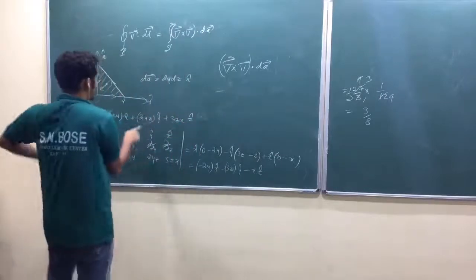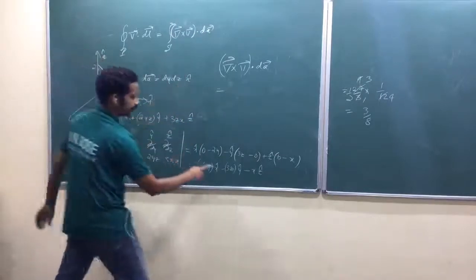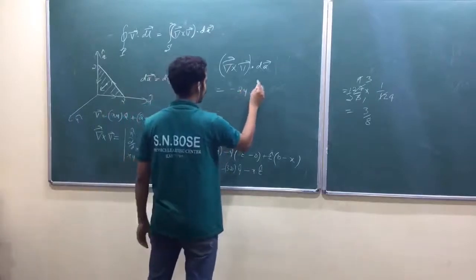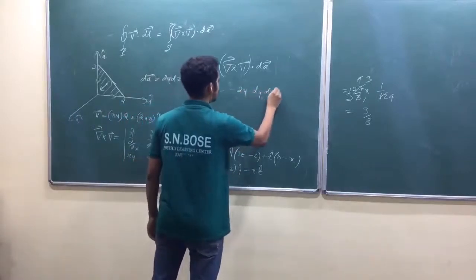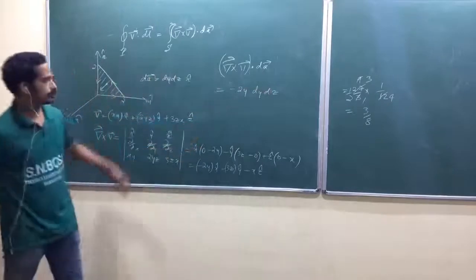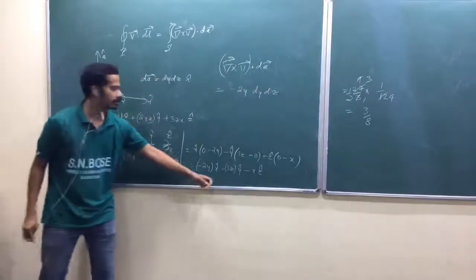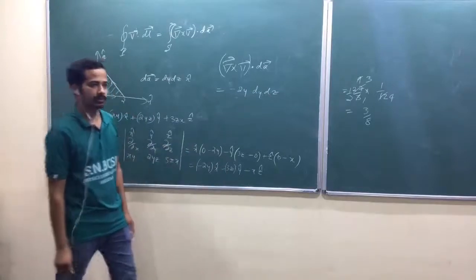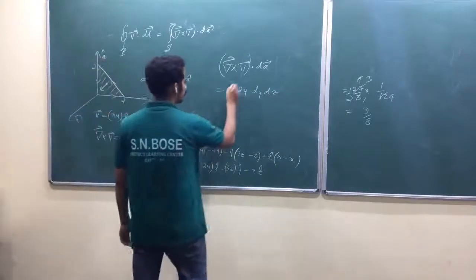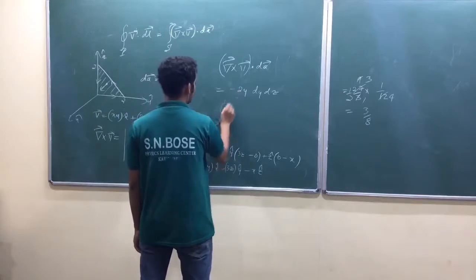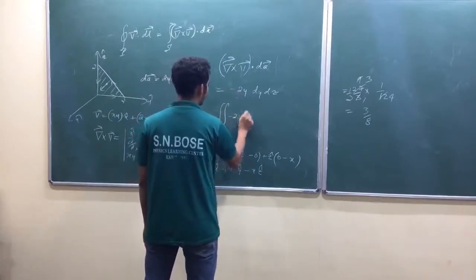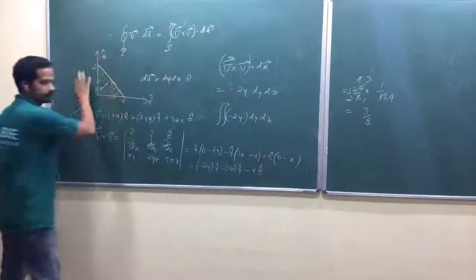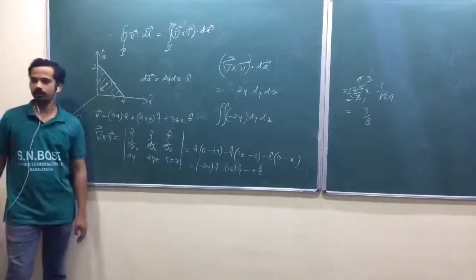Now, look here. Dot dA. dA vector is along x cap. So what is that? Minus 2y dy dz. Can I write it directly? Dot product of this vector and this vector: x cap dot x cap equals 1, x cap dot y cap equals 0, x cap dot z cap equals 0. So now you have to double integrate this, minus 2y dy dz, throughout this region of the plane.